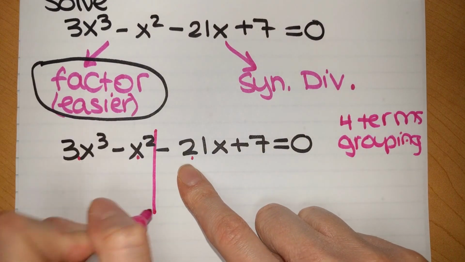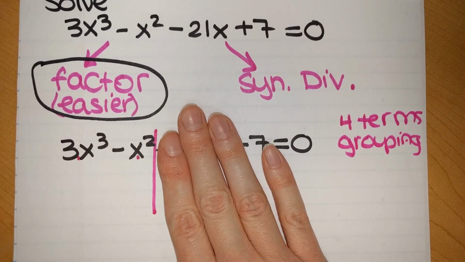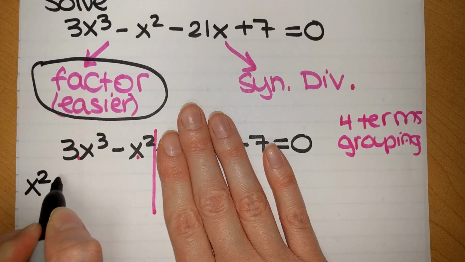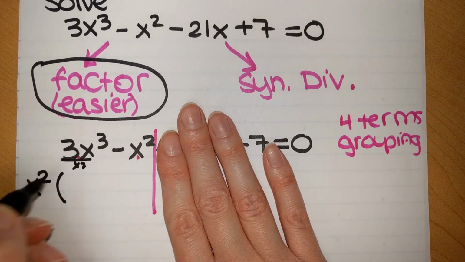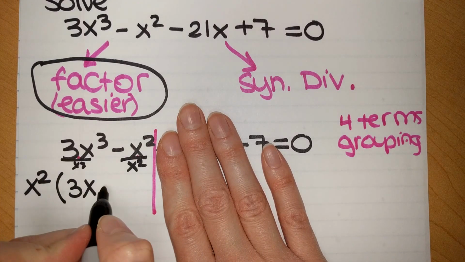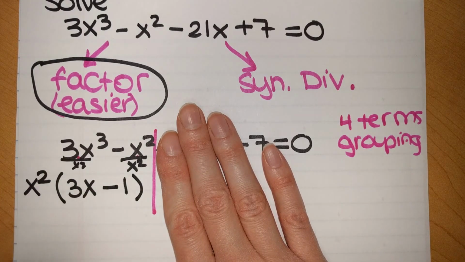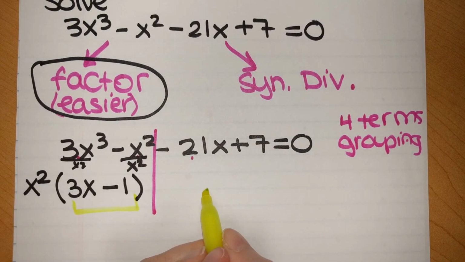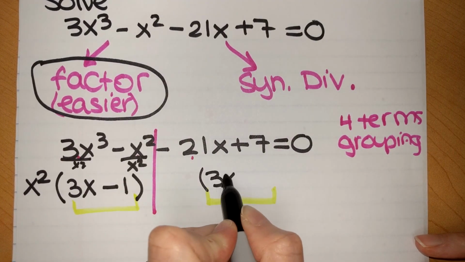So I draw a line, I look at the first 2 terms, and from these first 2 terms I can bring out a common x squared. So when I divide by x squared here, I'll be left with 3x, and when I divide by x squared here, I'll be left with -1. Now, for grouping to work, if I get a 3x minus 1 here, I've got to somehow find a way to get 3x minus 1 from the second group.